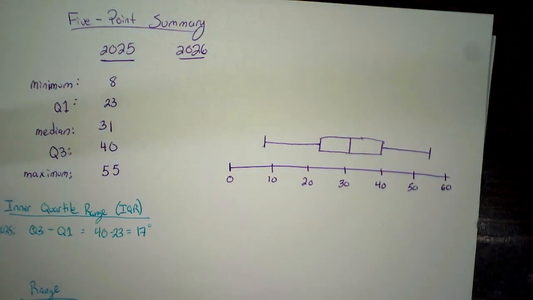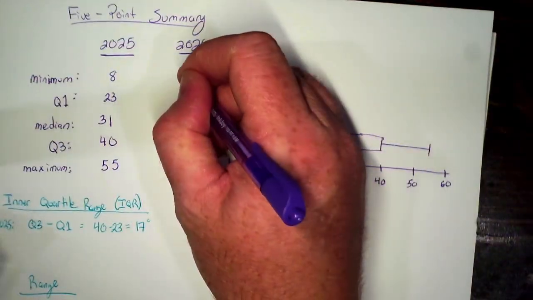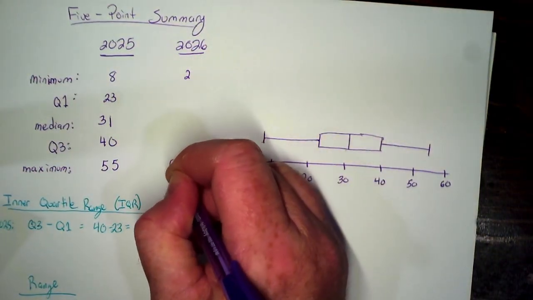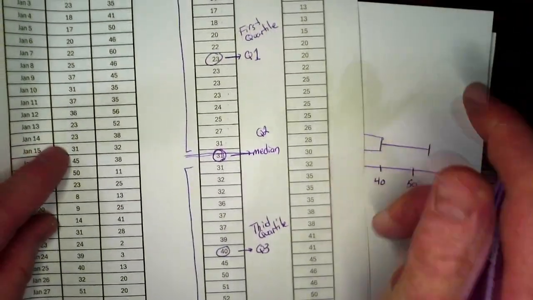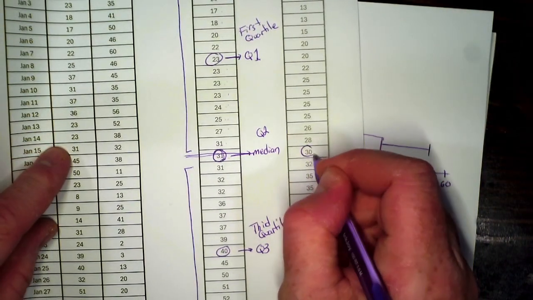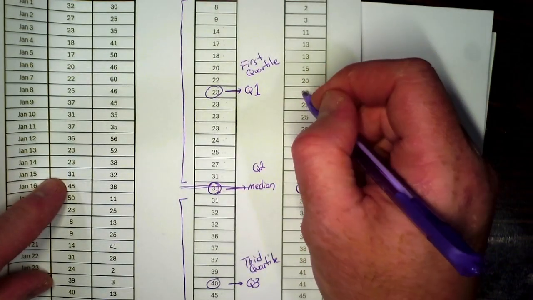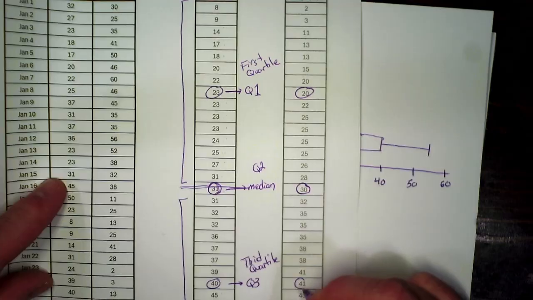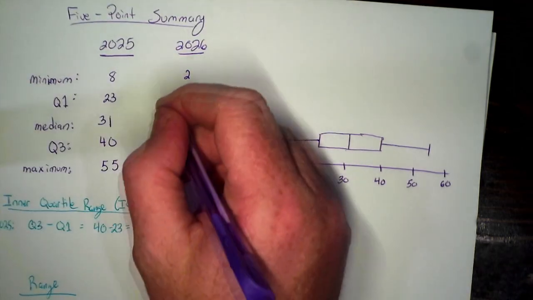Let's compare that to 2026. So again, we have a little bit of work to do. Our low was 2, our high was 60. And the nice thing about this is because it's the same size data set, I can just come over here and I know automatically that that's our median. Let's see, this is going to be our Q1 and this is going to be our Q3. So I don't have to think about that too much. So 20, 30, 41.